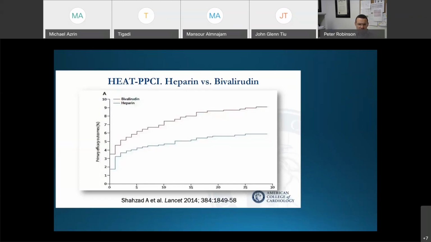Then the HEAT-PCI trial came out in 2014. I was at this presentation at ACC where Greg Stone attacked the poor presenter, and it started questioning whether we should be using bival in these patients versus heparin. The attack was centered around how they randomized or consented these patients, which was in a retrospective manner. We can talk about that later in detail. But this raised the question of maybe we can just use heparin, especially when we're using a radial approach. And a lot of centers have moved towards that.